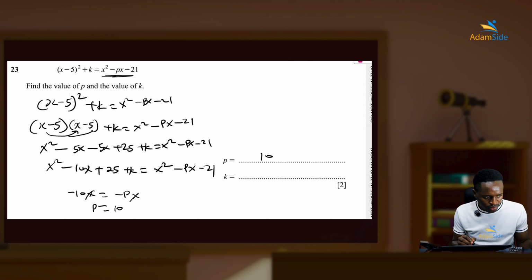And then you have 25 plus k is equal to negative 21. So k is negative 21 minus 25, which is k is equal to negative 46.